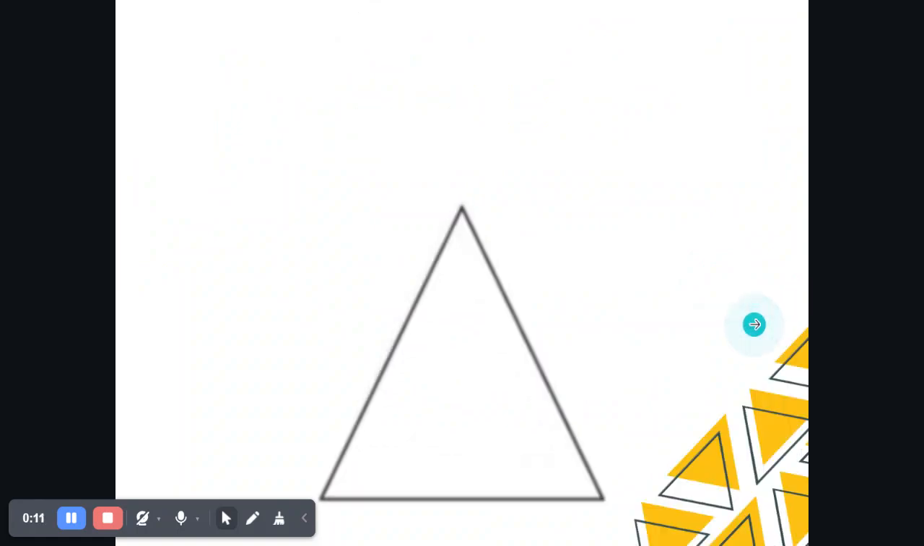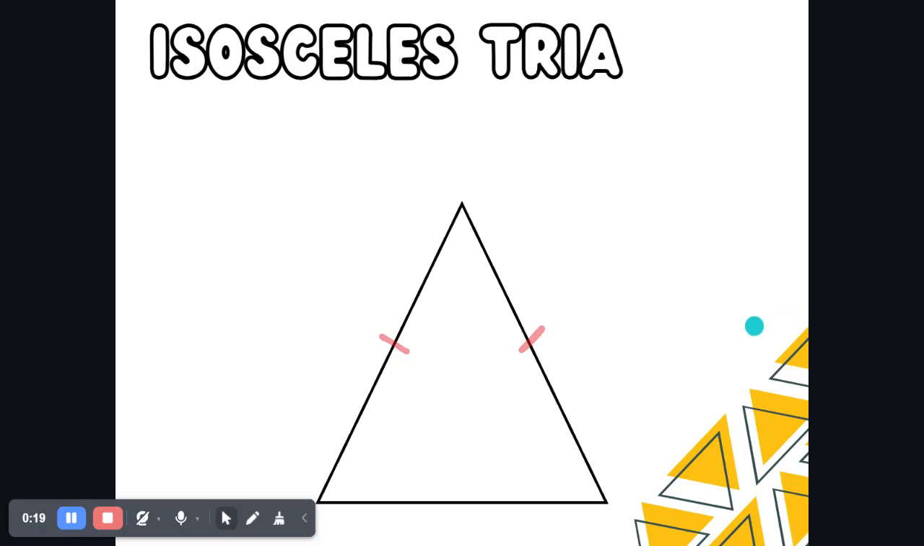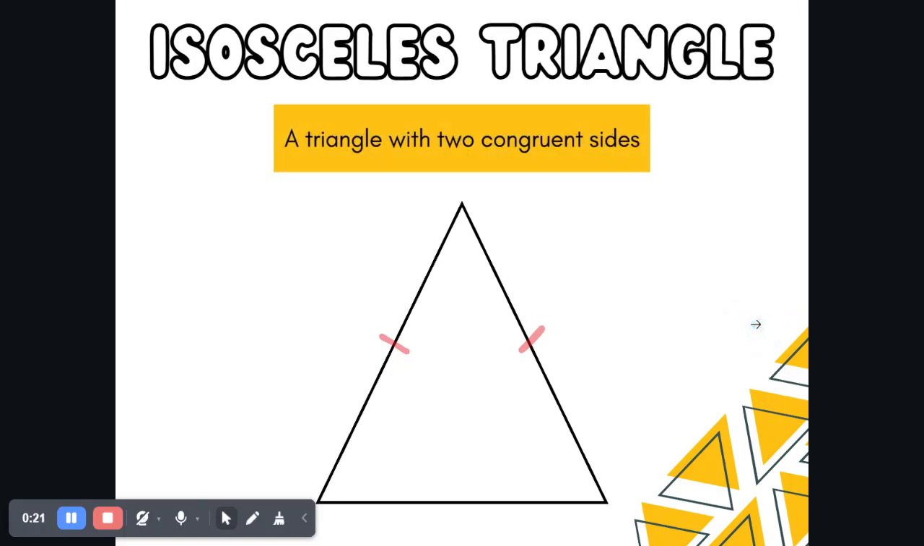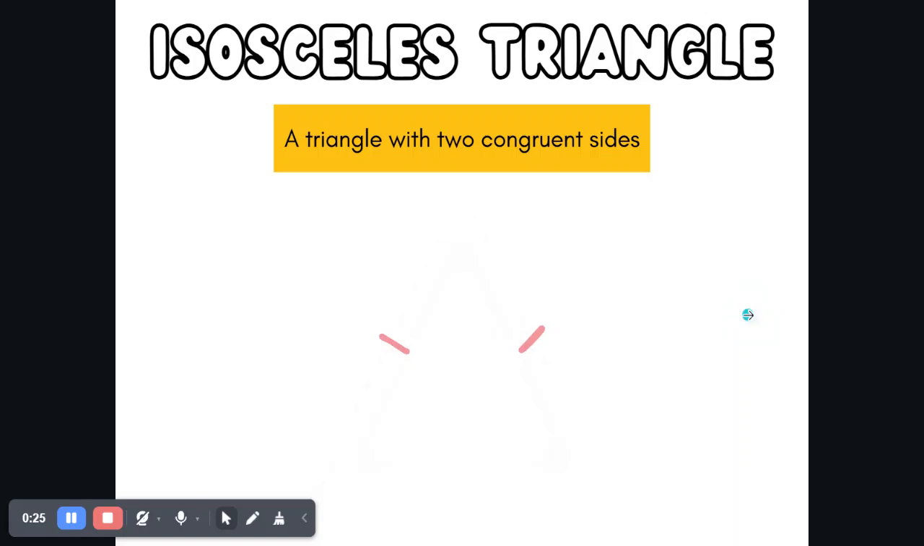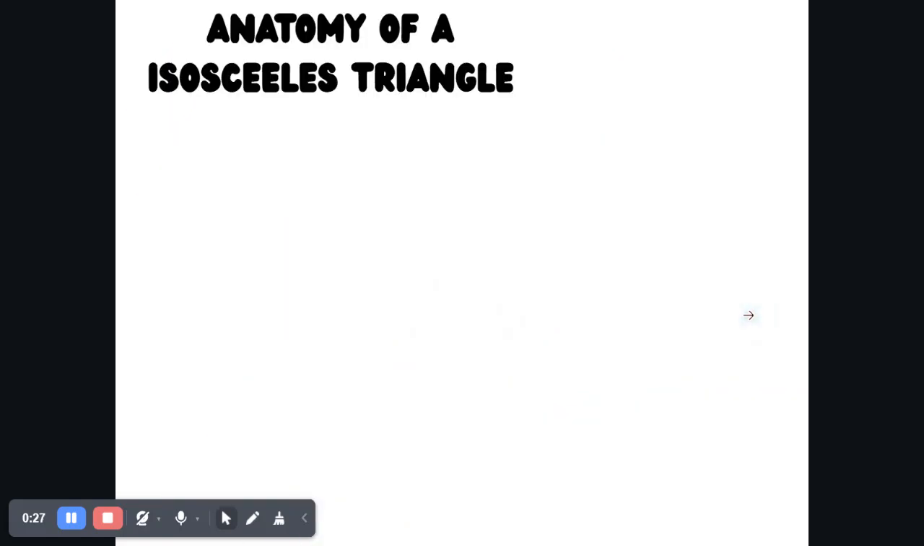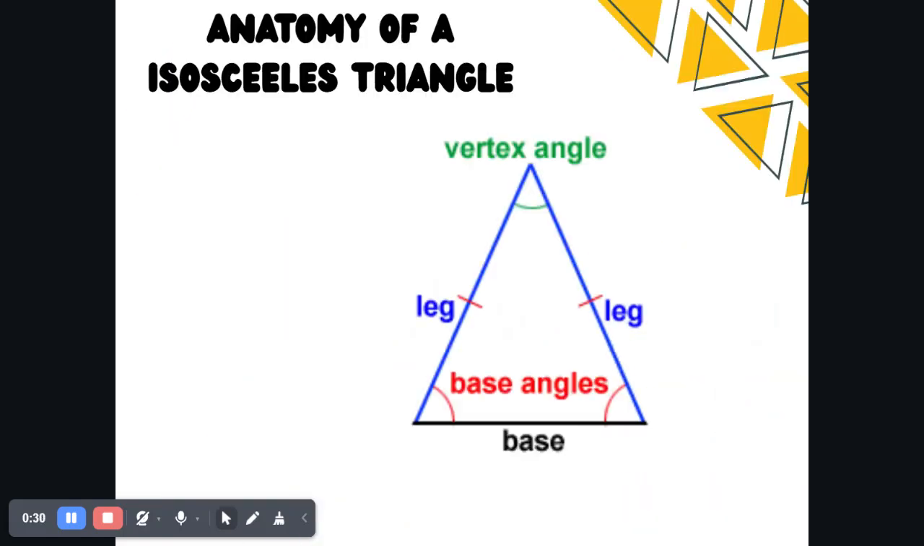So, let's say we have a triangle, and two sides are congruent. This type of triangle is called an isosceles triangle, and it is when a triangle has two congruent sides. So, some terms to know.